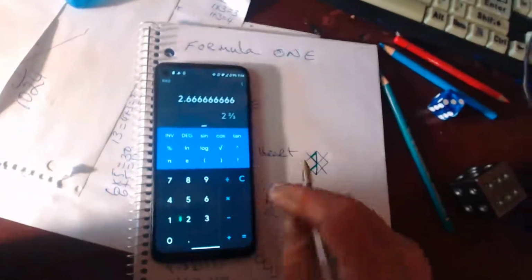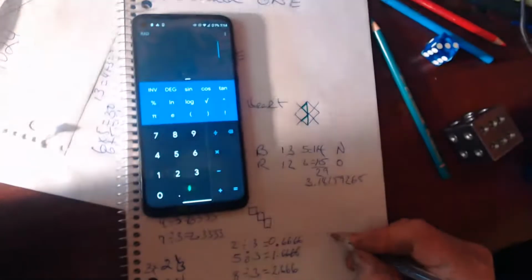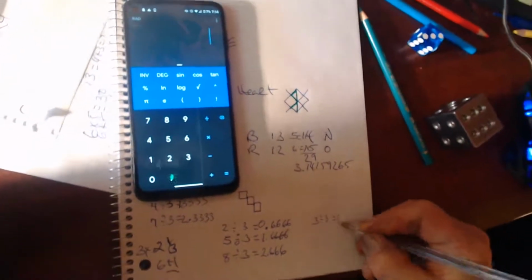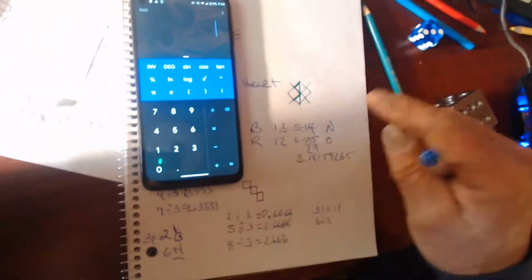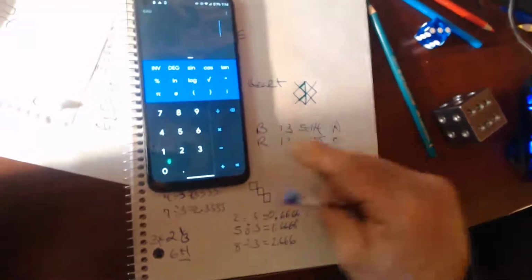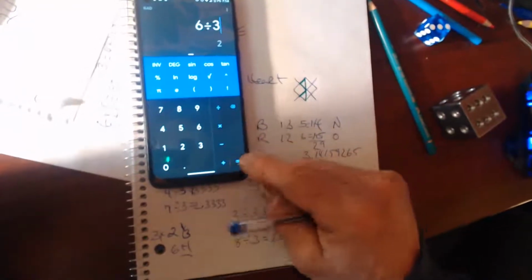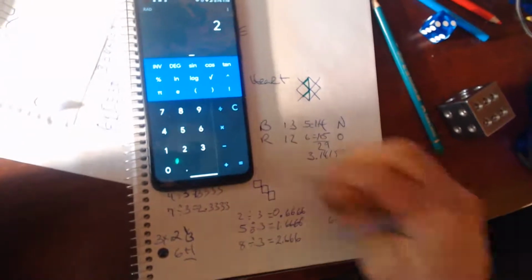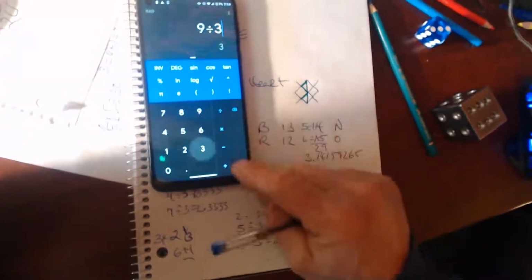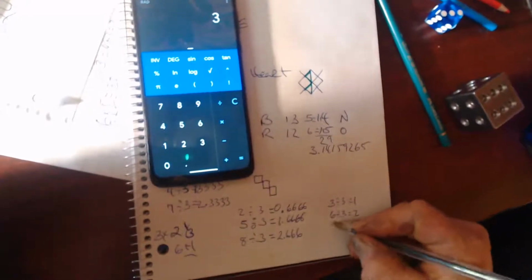Now this is when it becomes a little different, right? Clear. When we got 3 divided by 3 equals 1. When we got 6 divided by 3, hold on a second. 3 divided by 3 equals 1. 6 divided by 3 equals 2. 9 divided by 3 equals 3.